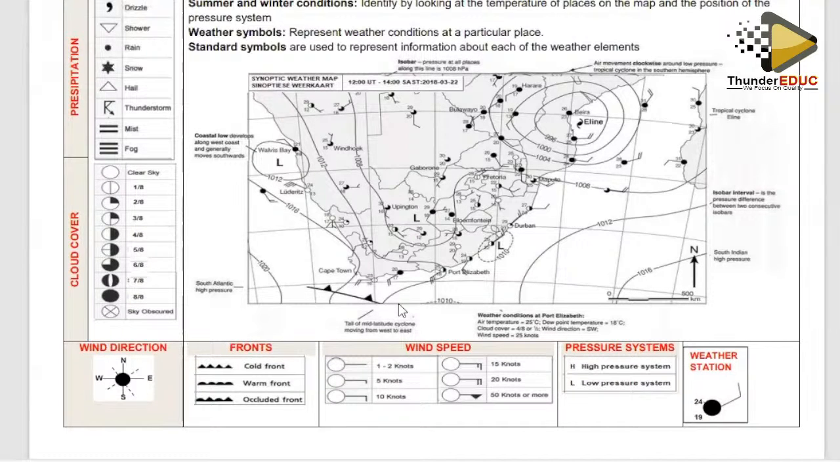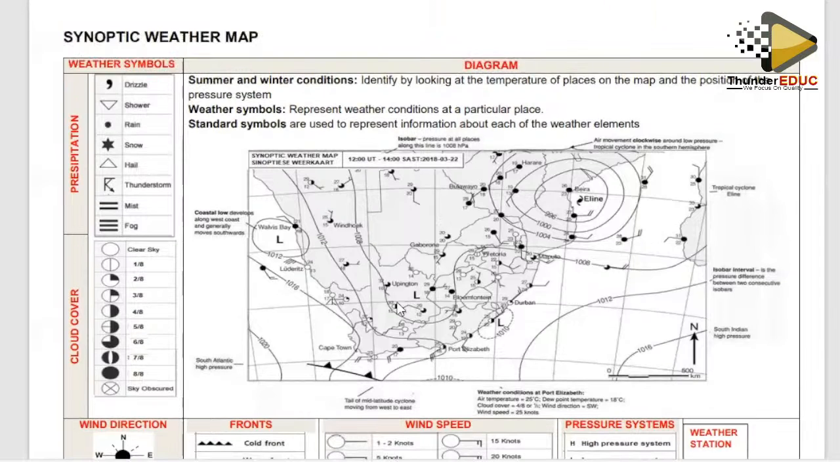Right. We are going back to our synoptic map to analyze how those different weather elements are portrayed on it. Right, we come here, that is our synoptic map. As we look at it, we can see some concepts indicated. We have summer and winter conditions, like what is indicated here. It's written summer and winter conditions, identified by looking at temperature of places on the map and the position of the pressure system.